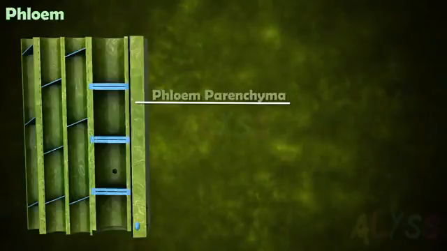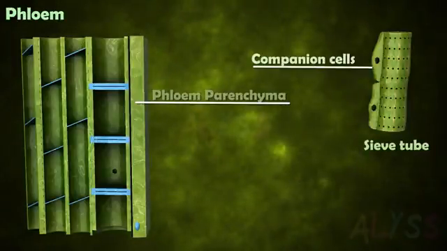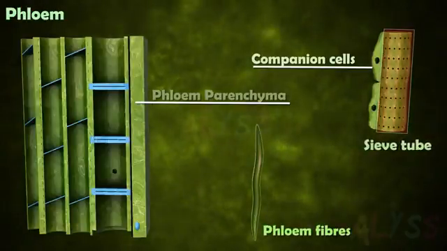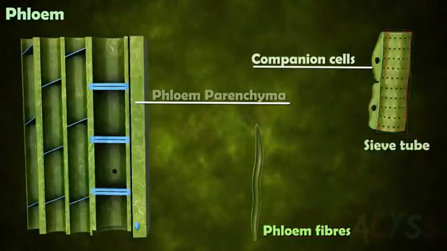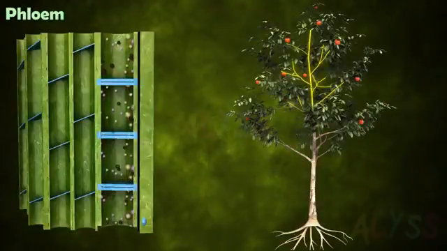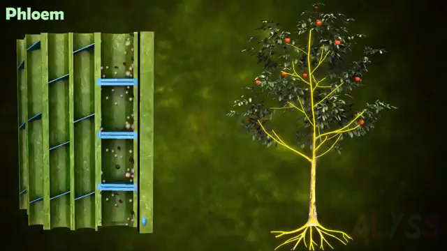Phloem is a conductive tissue with mostly living cells, which are phloem parenchyma, sieve tubes, companion cells, and phloem fibers. Sieve tubes are the main conducting cells, which are supported by companion cells for their function. Phloem fibers give support and parenchyma stores food. Phloem conducts food in both directions.